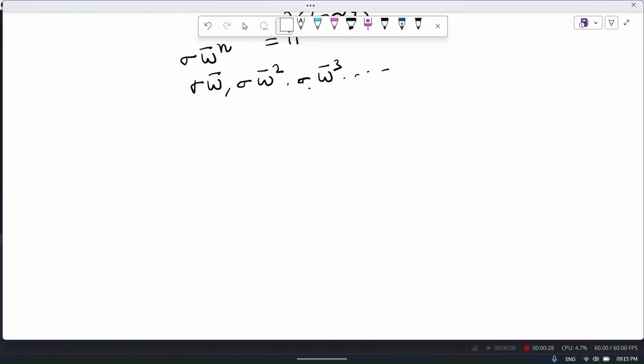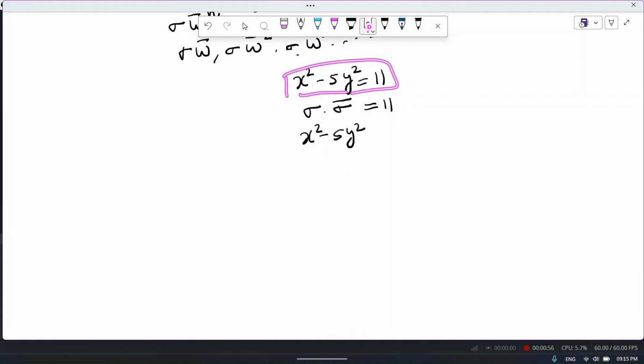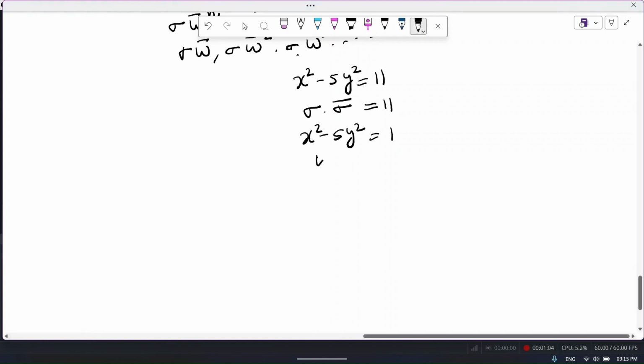Let's review what we taught in this video. We were trying to solve a Pell's equation x square minus 5y square is equal to 11. And one of its solutions we guessed and we named it sigma, and sigma into sigma conjugate is equal to 11. We also solved the Pell's equation x square minus 5y square, where the left hand side is the same as my original equation, but on the right hand side we put 1. And the first solution of this equation we named omega. So omega into omega bar is equal to 1.